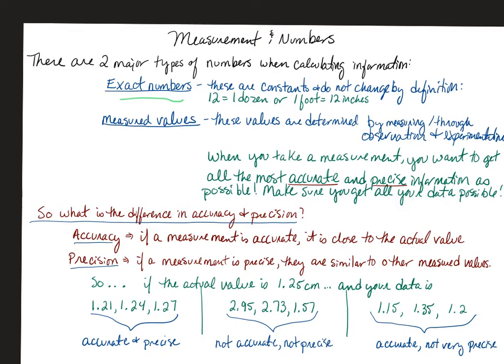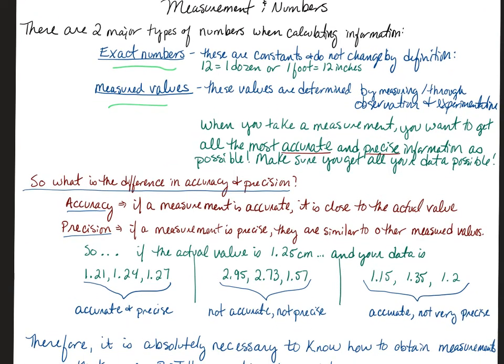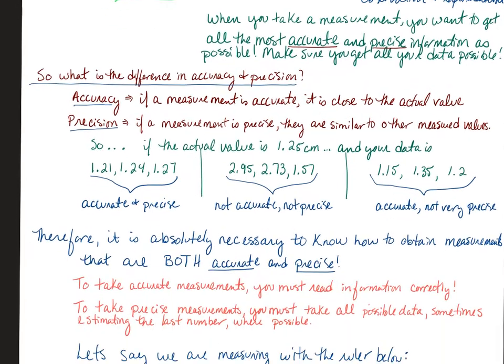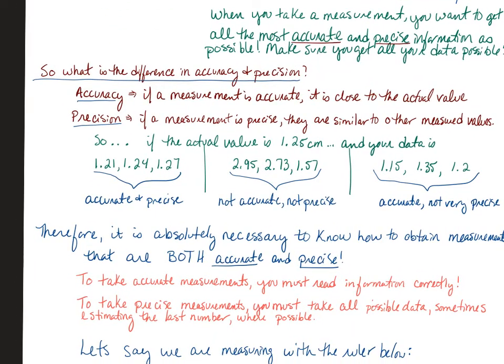Then we have things that are called measured values. These are things that you determine in an experiment through observation. And when you take a measurement, you want to make sure that it's both accurate and precise. What in the world does that mean? You may think that those two terms mean the same thing, when actually they don't, as far as science is concerned.